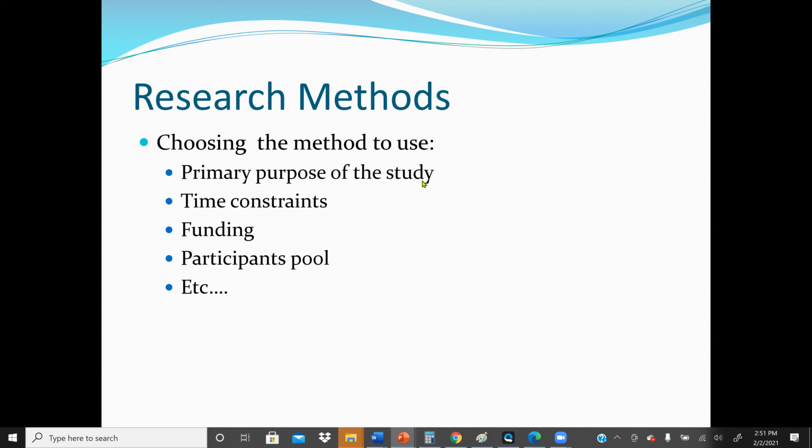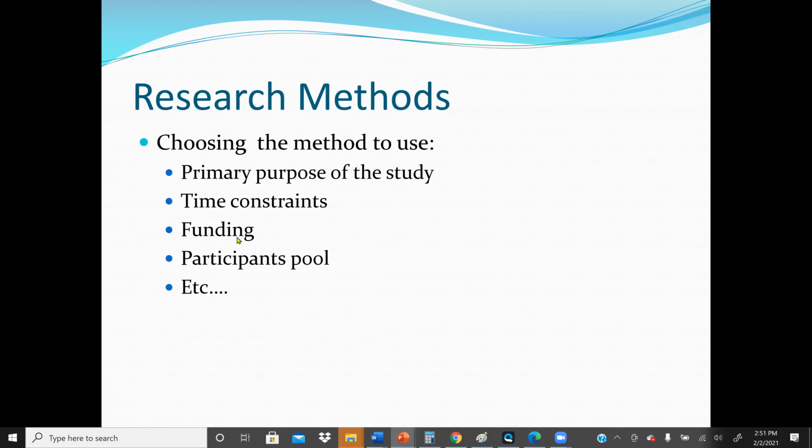As we saw previously, we have different research methods. We can choose any of the methods based on the primary purpose of the study. What is the research objective, the goals? The primary purpose of the study may decide what research method we should use. Also the time constraint. If I have a research to do and I have only 2 weeks, I don't want to monitor the participants for 1 year to find out the interaction with whatever intervention or controls I have. We have to go with the time constraint.